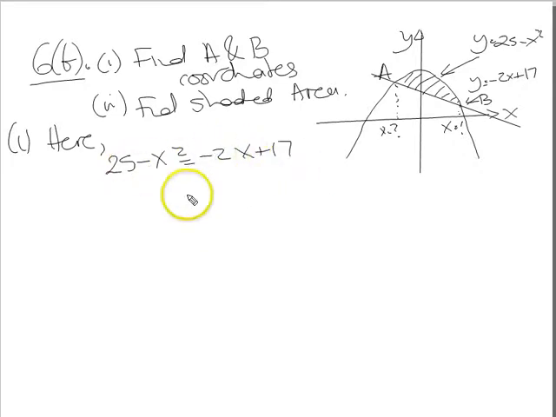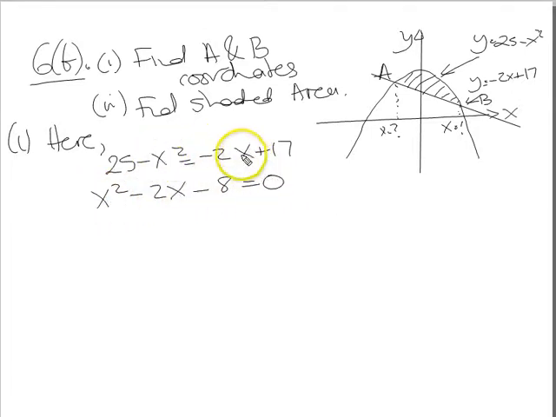So move the x squared over to plus x squared. I'm reading from right to left, so x squared goes over there. We've got minus 2x over there already. I'm going to move the 25 to minus 25. 17 minus 25 is minus 8. And I read from right to left, that's why I wrote it down this way round. Okay, so there's our quadratic then.